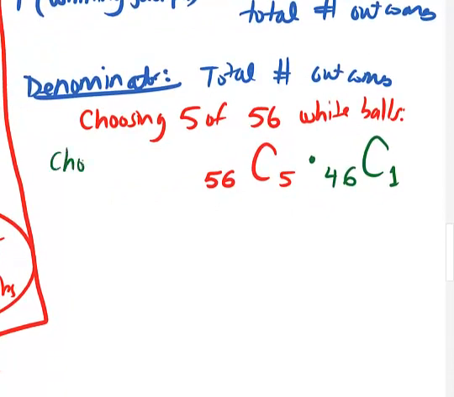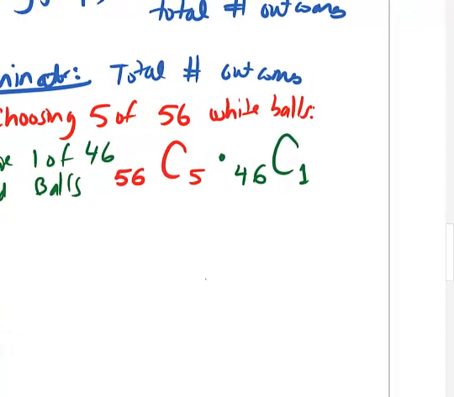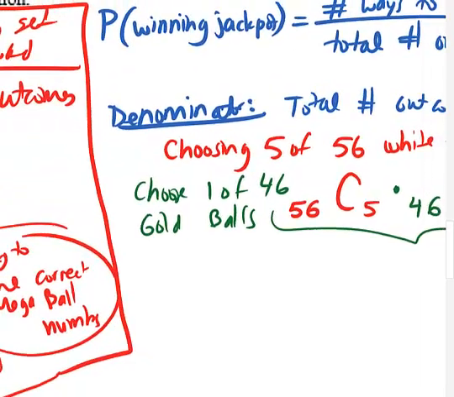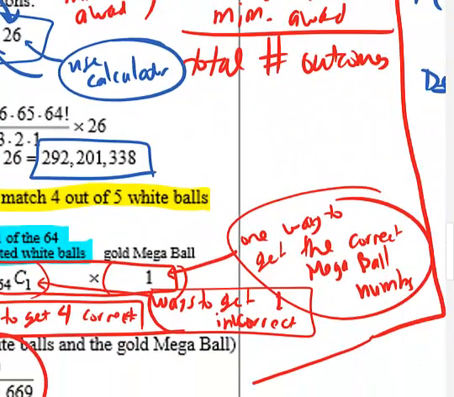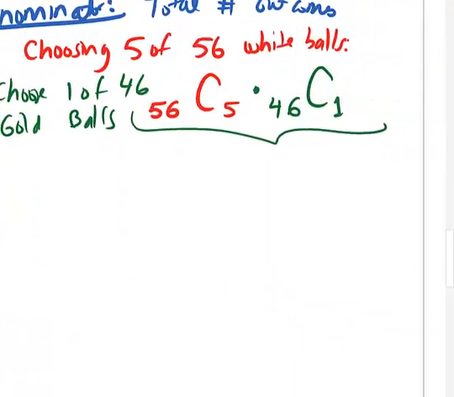So choose 1 of 46 gold balls. So this should be the total number of outcomes, kind of like what they did over here. Then I can just use a calculator. I don't have to do it the long way like they did. They use the formula for n choose k or n choose r. I don't have time for that, you guys don't either. This 56 choose 5 is, well, I'll use the same color just so I don't confuse myself. Holy crap.